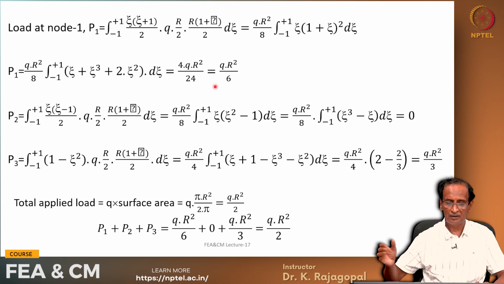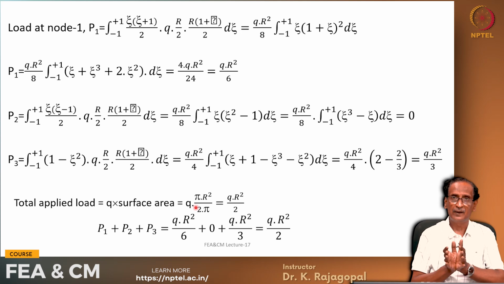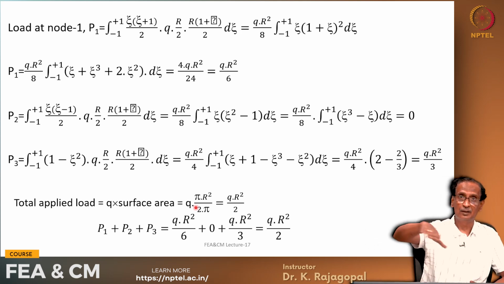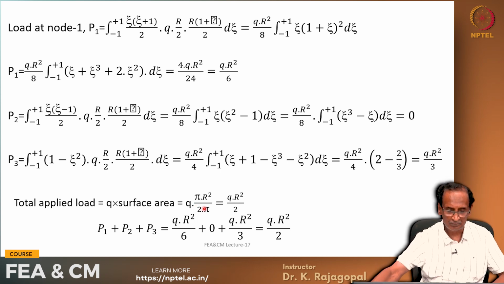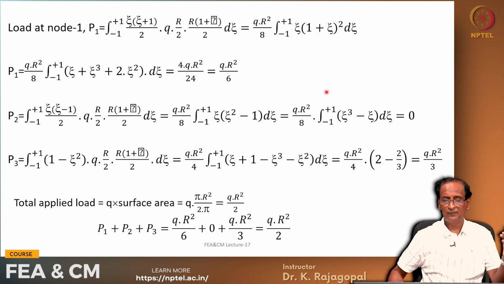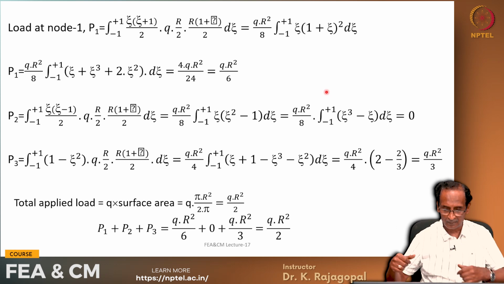compared to the outside node. The total applied load is Q times the surface area, and we are considering only unit radian. Pi r square is the total area of the circle, multiplied by Q divided by 2 pi, so our applied load is Q r square by 2, and our P1 plus P2 plus P3 is also Q r square by 2. So our calculations at the different nodes are correct, if you compare with the total applied load.